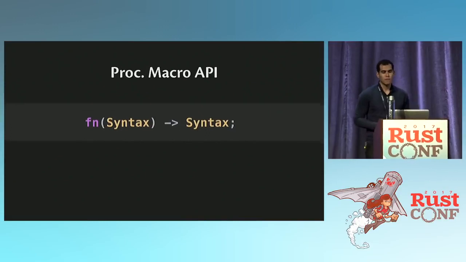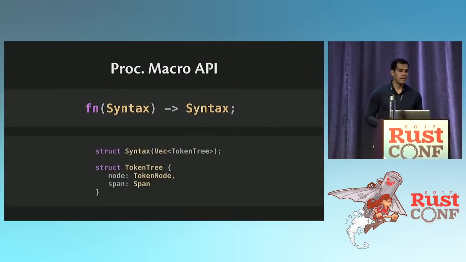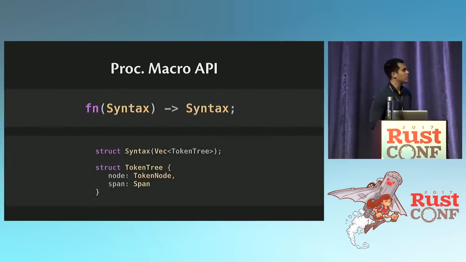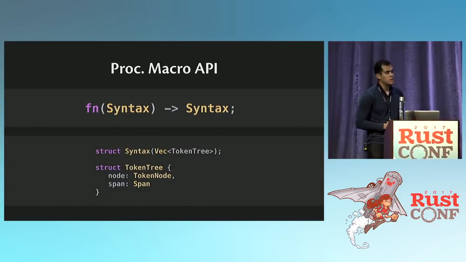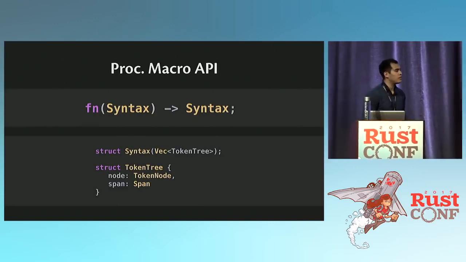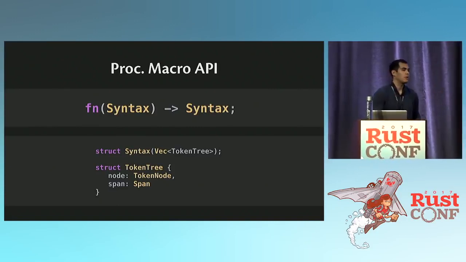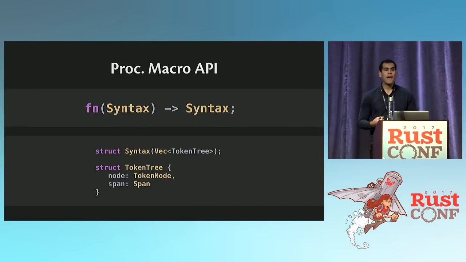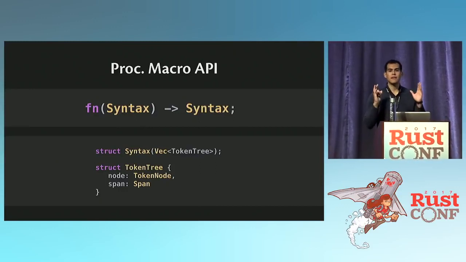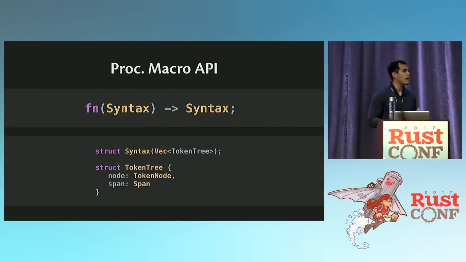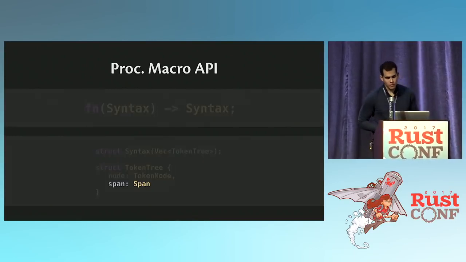Really rather simple. The types of this syntax thing, and I've simplified it, but this is effectively what's going on. Syntax is really just a vector of these token tree things, and a token tree contains a node, like, for instance, a semicolon, or a plus, or a string literal, or something like that. And a span, which says, here is where in the code this token occurred. And the span is useful for error reporting and things of that nature.